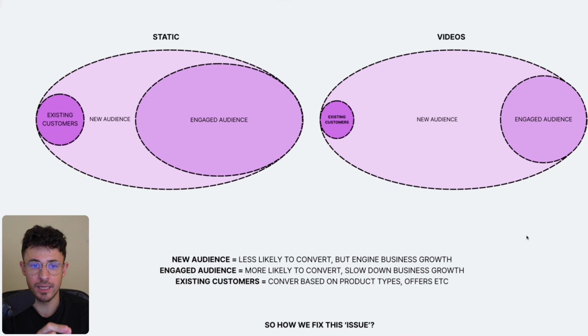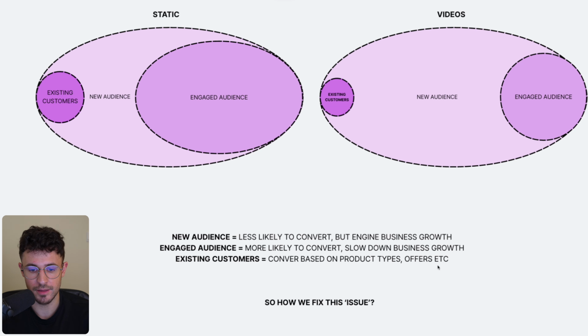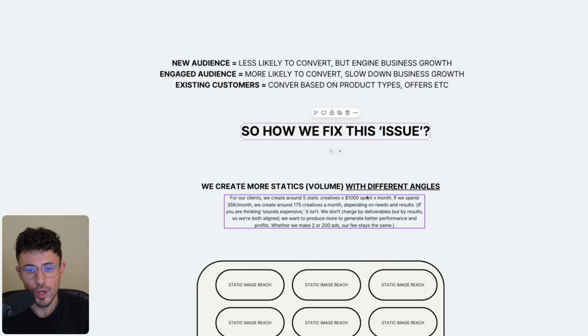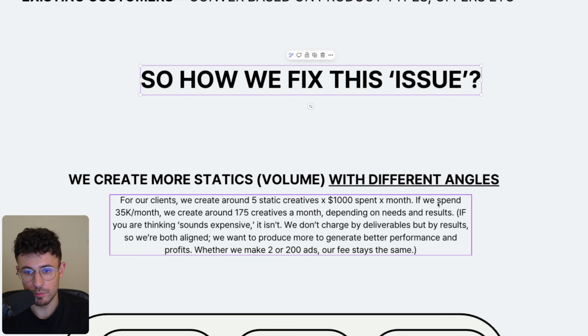But statics tend to target more bottom funnel rather than top of funnel, so the return on ad spend is high. Ideally this is going to generate a cap in the growth, but the way that you fix this is by having more statics with more variations and more angles. Yeah, exactly. This is how we solve this issue. We create more static volume with different angles.